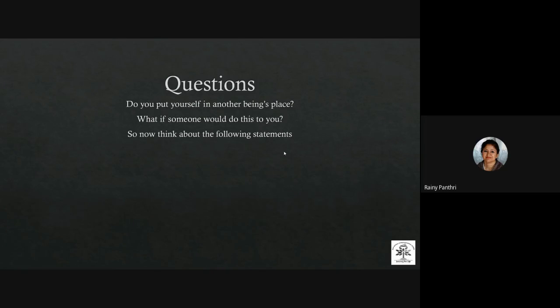Do you put yourself in another being's place? So you have to think about it. You don't need to answer it, but you need to think about it because that is very important. Thinking is important. What if someone would do this to you? When you see something, because we know that it is not happening to us, sometimes we are so disconnected. But what if someone would do this to you? And now we are going to think about some pictures, some statements.